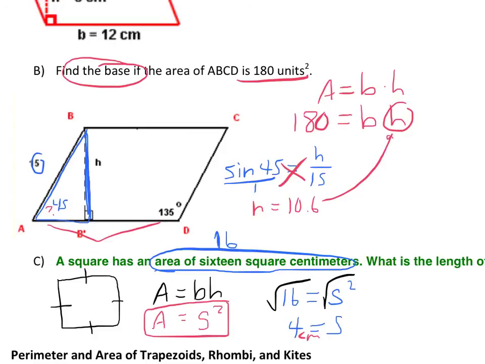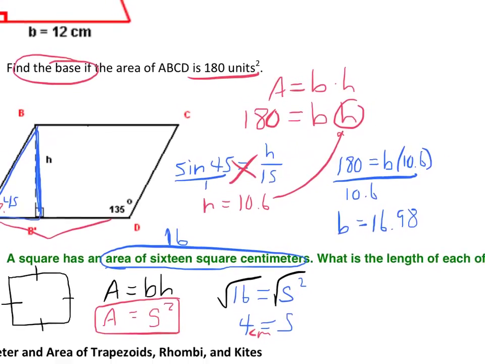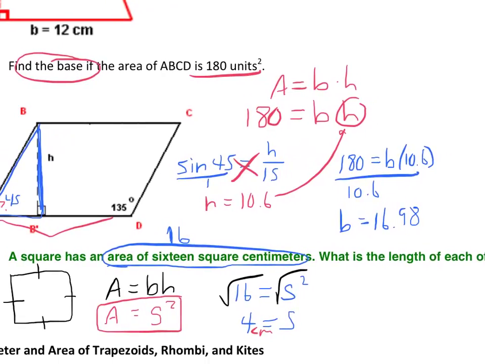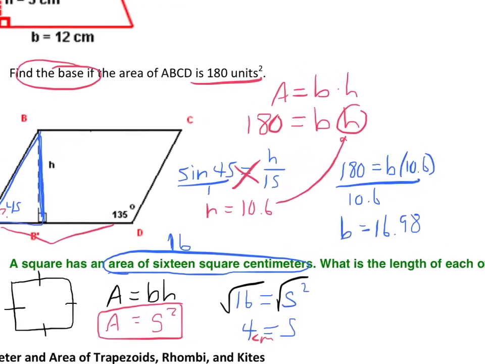Now we can plug it in. So we have 180 equals base times 10.6. Divide both sides by 10.6, and our base will be approximately 16.98. And it's just a length, so units.